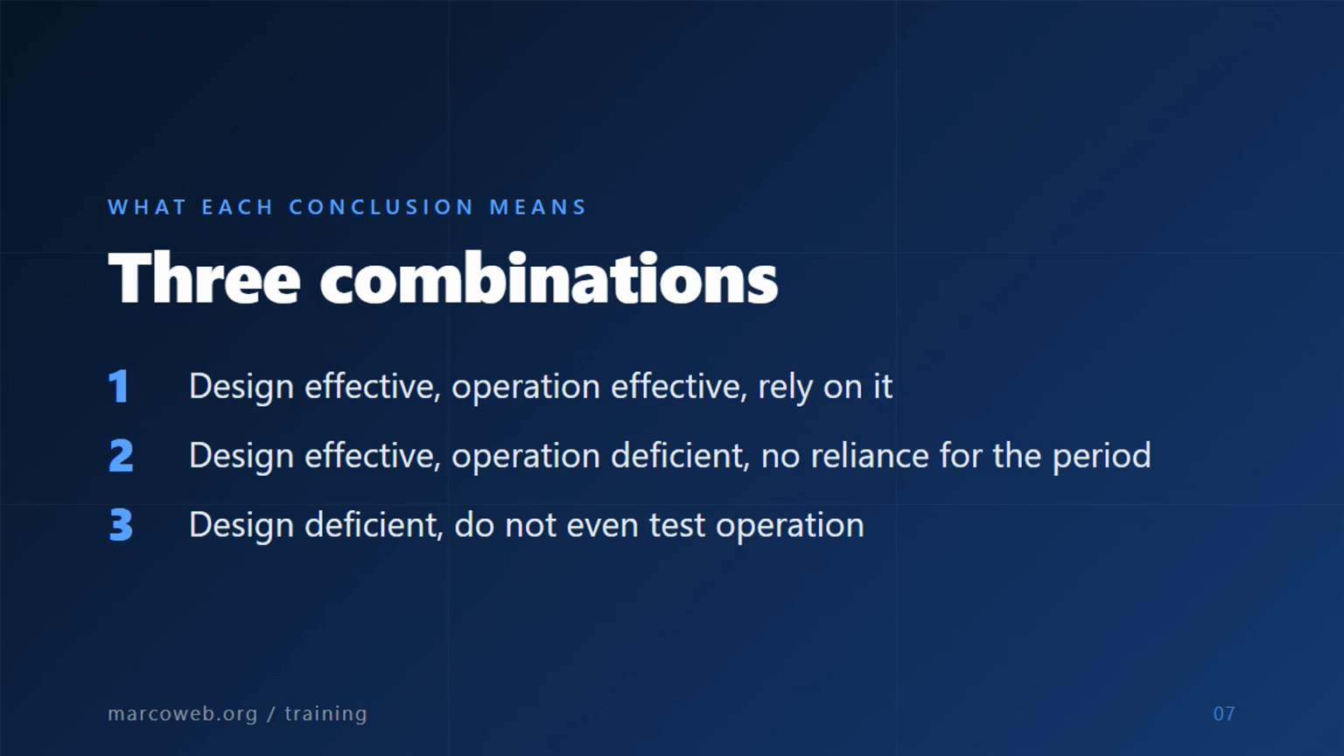So hold the three combinations in your head. Design effective and operation effective, you can rely on the control. Design effective but operation deficient, the control could work but did not, so there is no reliance for the affected period. And design deficient, in which case you do not test operation at all, because a control that is designed ineffectively cannot be operating effectively. That combination does not exist, and any option offering it is wrong.